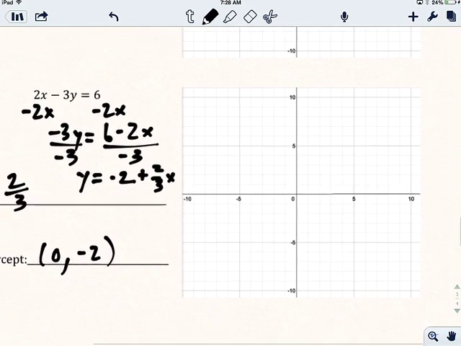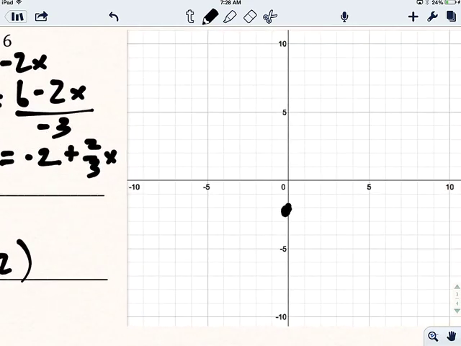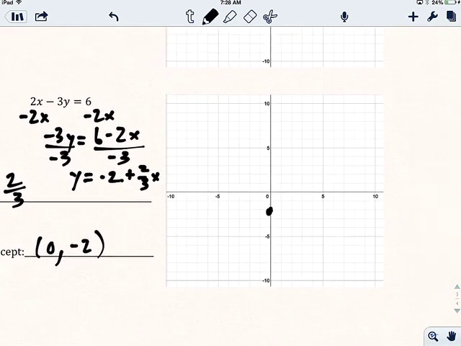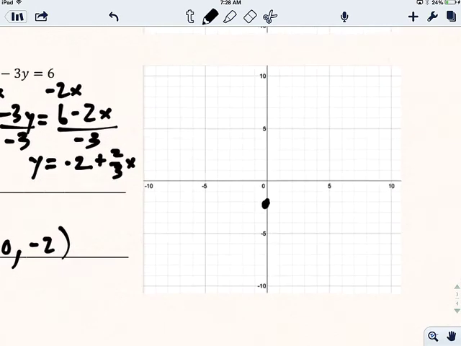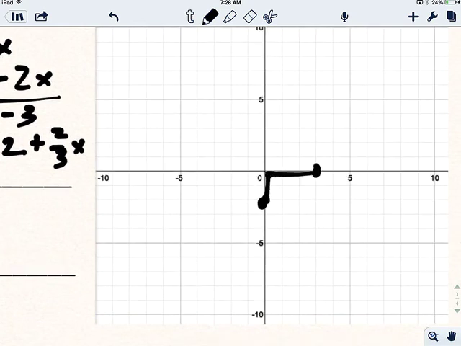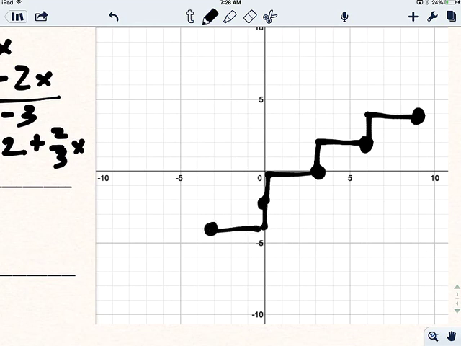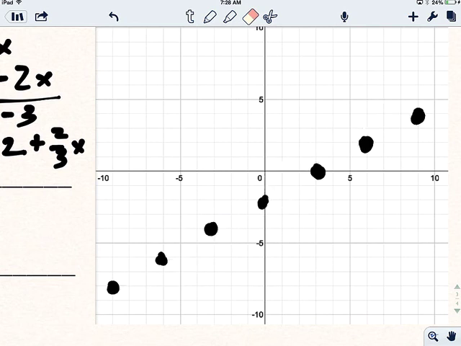Okay, so that means I can start at 0, -2 right there, and then I go up 2, right 3, because that's what this slope says. So let's do that. Up 2, right 3, there's my point. Up 2, right 3, make my point. Up 2, right 3, make my point. Now to go the opposite direction, I'm going to go down 2, left 3, down 2, left 3, down 2, left 3. And I can get rid of the steps because those aren't actually part of the graph there, and draw in my line.